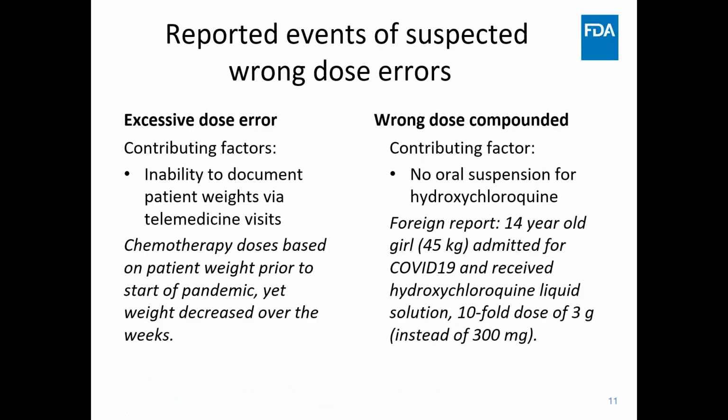Another example is a wrong dose that was compounded. Contributing factor is that hydroxychloroquine was not available as an oral suspension. And this was a foreign report of a 14-year-old, so 45 kilos, under 50, who was admitted for COVID-19 and received hydroxychloroquine liquid solution that was compounded at a 10-fold greater dose than prescribed.